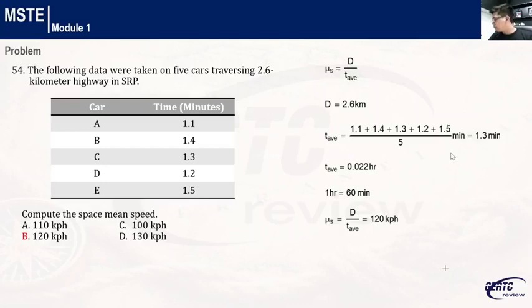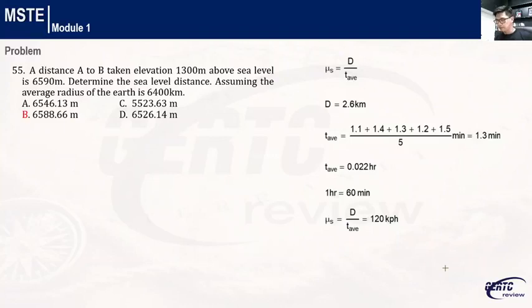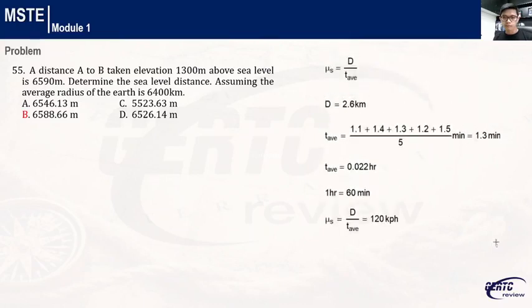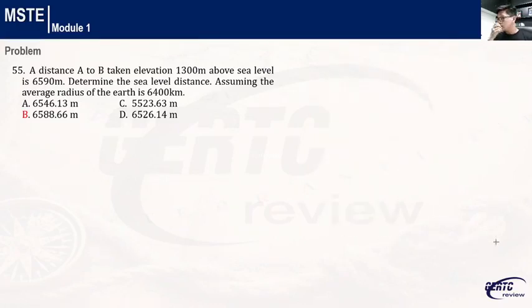Alright, so let's move to another problem. Number 55. Alright, number 55. A distance A to B taken at elevation 1,300 meters above sea level is 6,590 meters. Determine the sea level distance, assuming the average radius of the Earth is 6,400 kilometers. Okay, so how can you solve this?